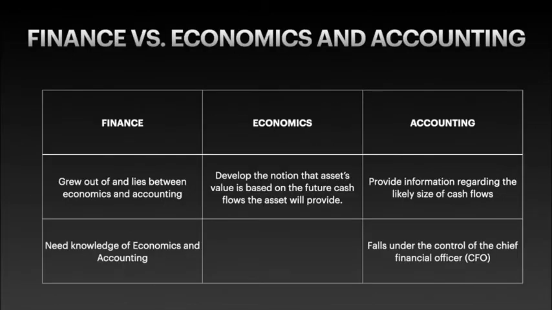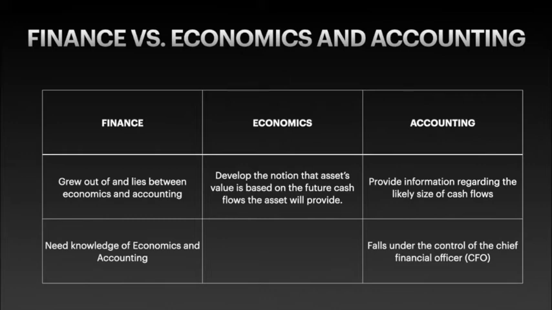So how is finance compared to economics and accounting? Economics developed the notion that an asset's value is based on the future cash flows the asset will provide, while accounting provides information regarding the likely size of those cash flows. In a short sense, economists determine the value of an asset, while the accountants provide the information needed by the economists to value the assets. Finance then lies between economics and accounting. So, people who work in finance need the knowledge of both accounting and economics. In the modern corporation, the accounting department falls under the control of the Chief Financial Officer or the CFO.